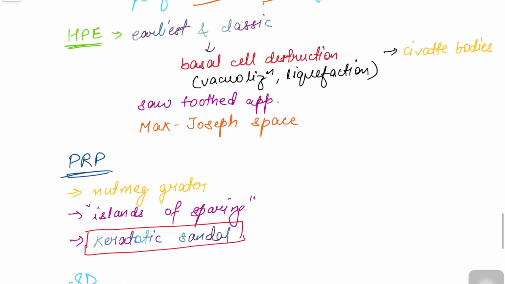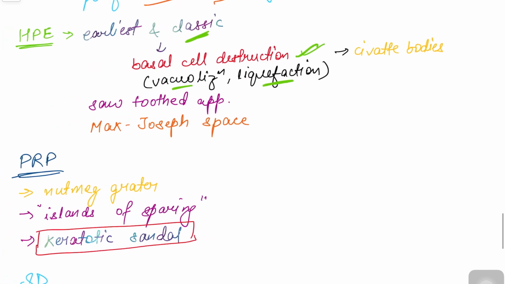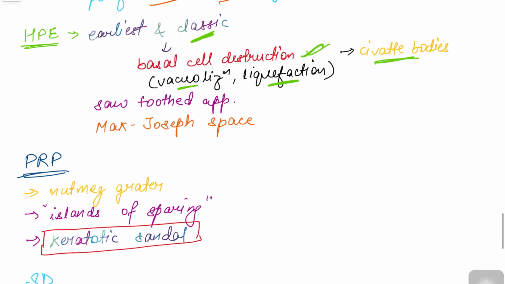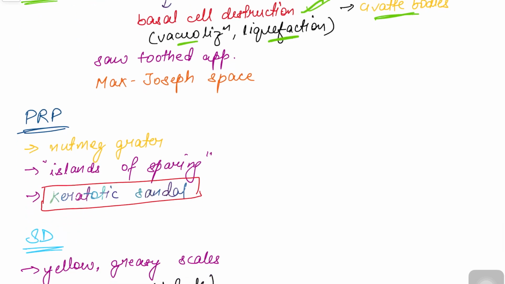Then as we go on to discuss the histopathological features, the earliest and classical characteristic here is basal cell destruction. Also, you can see in MCQs words like vacuolization of the basal cell layer or liquefaction of basal cells, also known as Civatte bodies or colloid bodies. Next things to be remembered here are the sawtooth appearance seen in these lesions, and Max Joseph space can also be seen in the lesions of lichen planus.